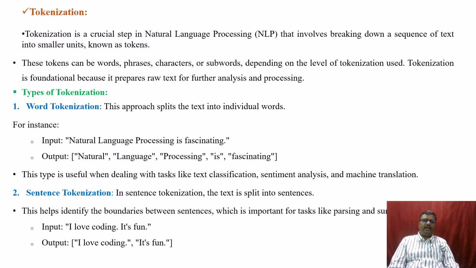Tokenization. Tokenization is an important step in natural language processing, which involves breaking down a sequence of text into smaller units known as tokens. These tokens can be words, phrases, or characters, depending on the level of tokenization used. Types of tokenization. There are four major types of tokenization used here. We will discuss them one by one now.